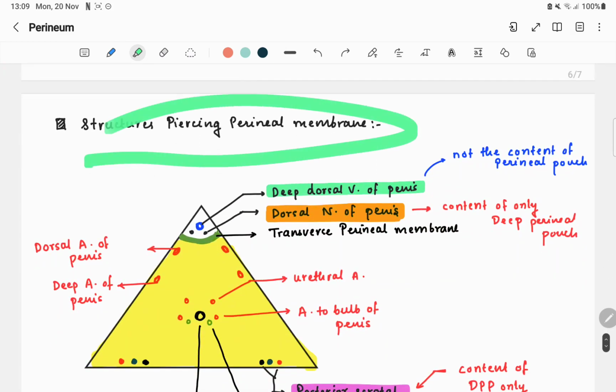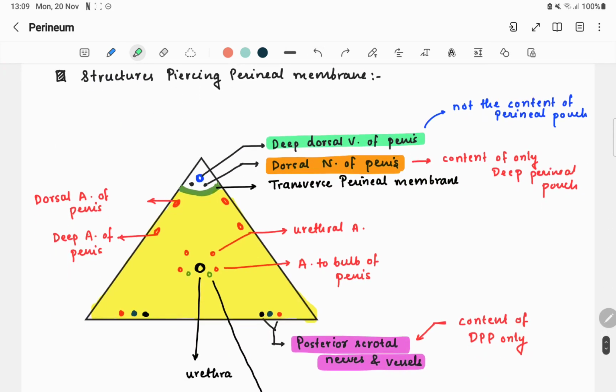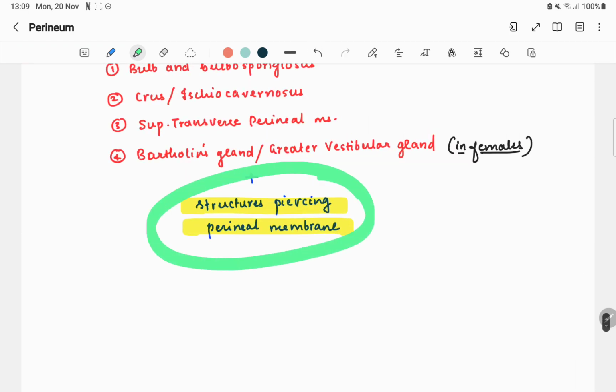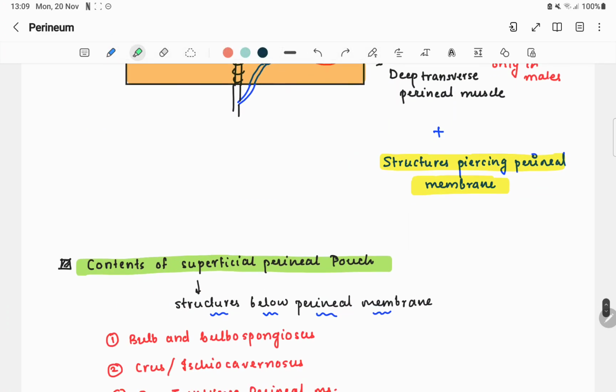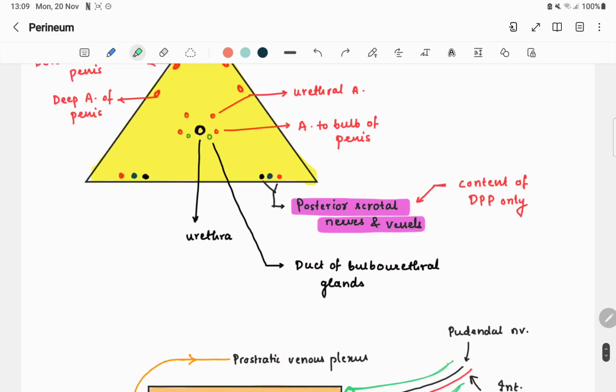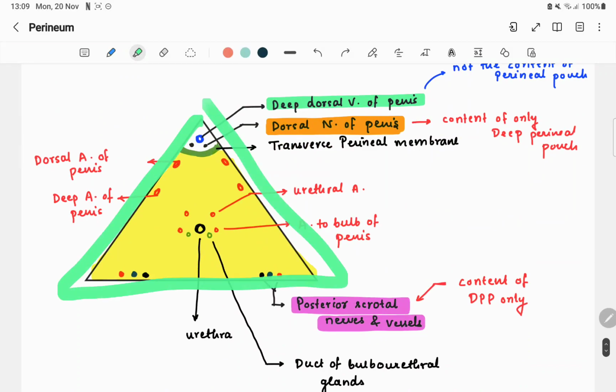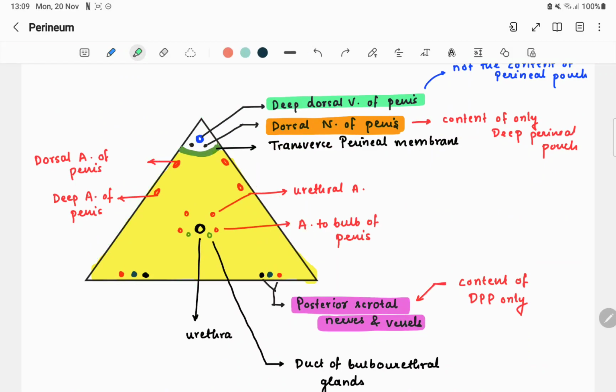So what are the structures that are piercing the perineal membrane? Okay, let's read about this. Structures piercing the perineal membrane. Let's draw the perineal membrane and see what structures are piercing it. You can see the transverse perineal membrane.